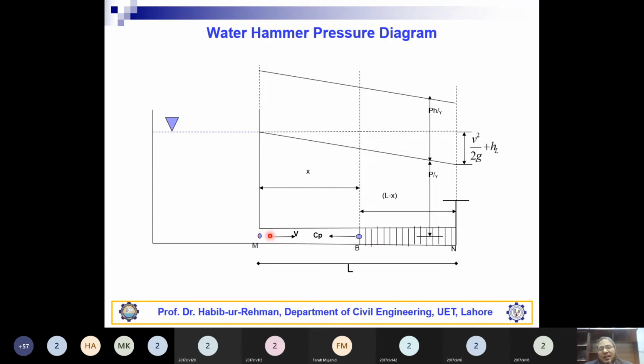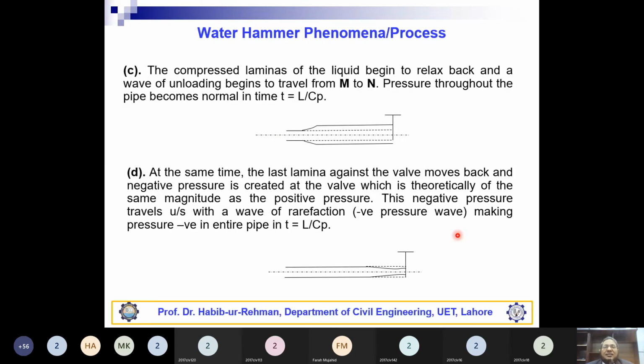Now the same wave will come back and the pressure will become normal, and it will come back to point N. How much time will it take? Again the time taken would be L over Cp to reach here. It means after a time 2L over Cp, how much would be the pressure here at point N? कितना हो जाएगा? Normal. Yes, normal. जो पहले था, है ना? So till now we have discussed this.